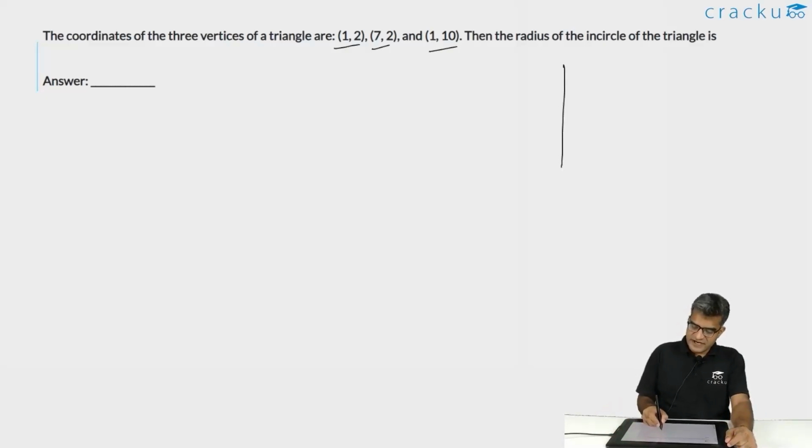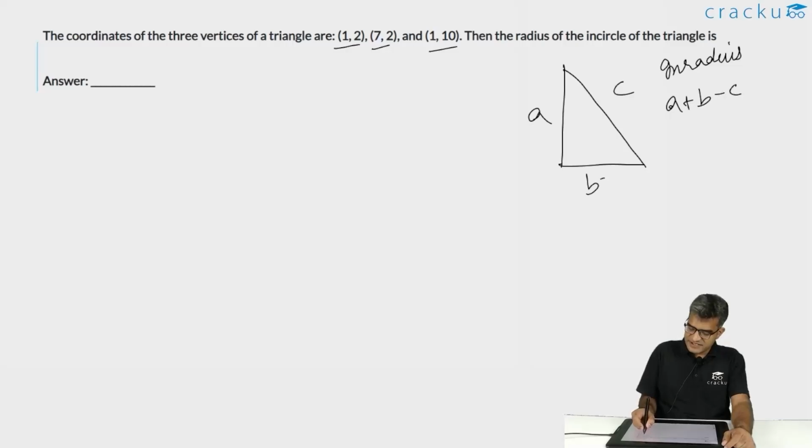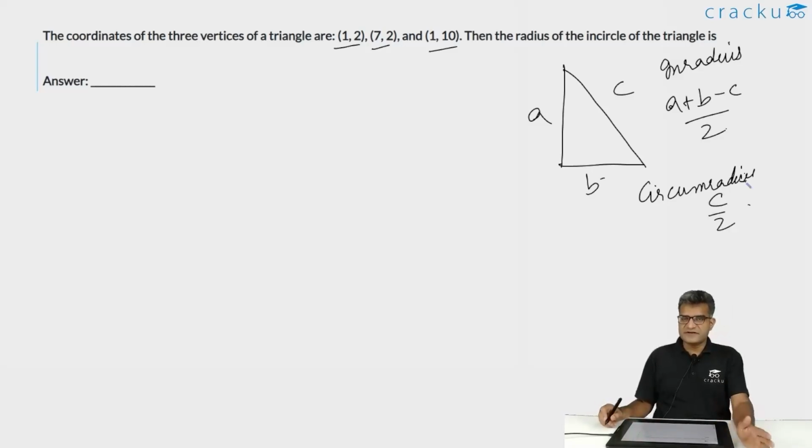Because if it is a right angle triangle like this, and if the non-hypotenuse sides are A and B, and if the hypotenuse is C, the inradius formula is very easy. The inradius of a right angle triangle is (A plus B minus C) divided by 2. Similarly, although it is not related to this particular question, the circumradius of a right angle triangle also is given by C by 2. So if you are given the three vertices, let us first try to figure out whether it is a right angle triangle.